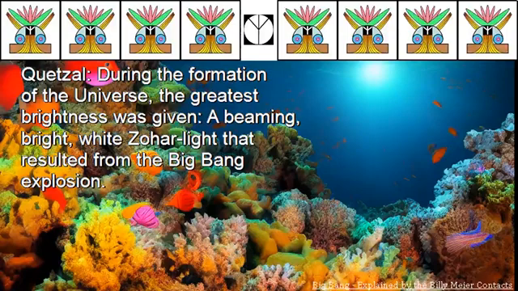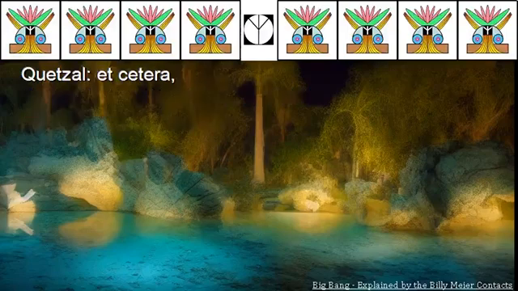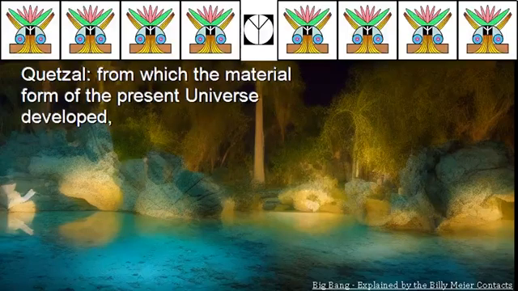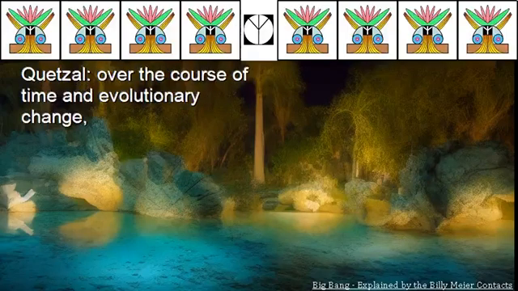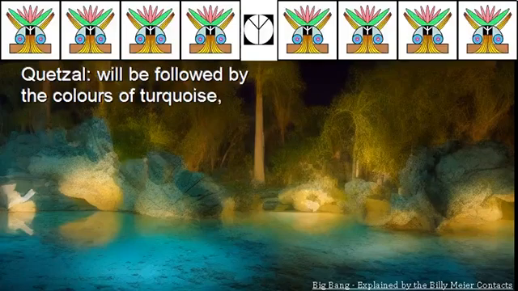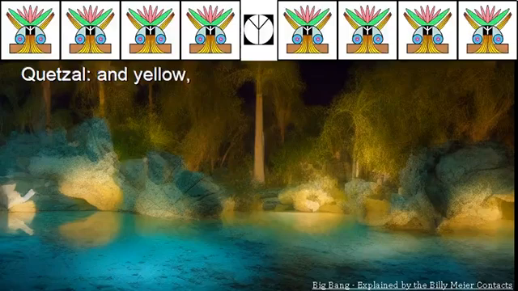Contact Report 219. During the formation of the universe, the greatest brightness was given, a beaming, bright, white Zohar light that resulted from the Big Bang explosion. Then came the blue phase of the galaxy's development and stars' development, etc., from which the material form of the present universe developed, which exhibits a beige color that, over the course of time and evolutionary change, will be followed by the colors of turquoise, green, red, and yellow.